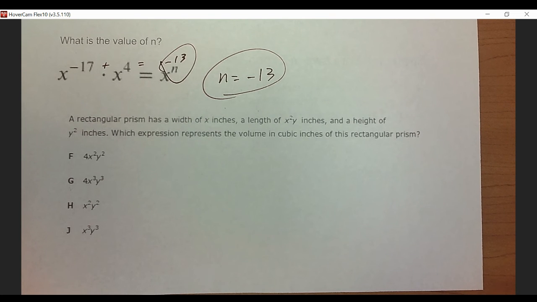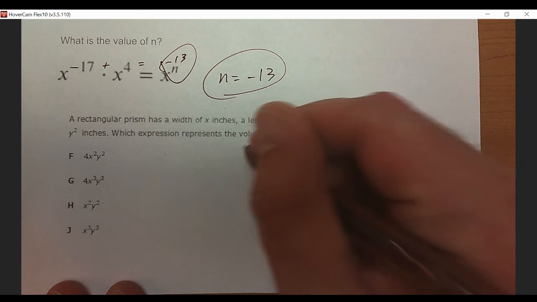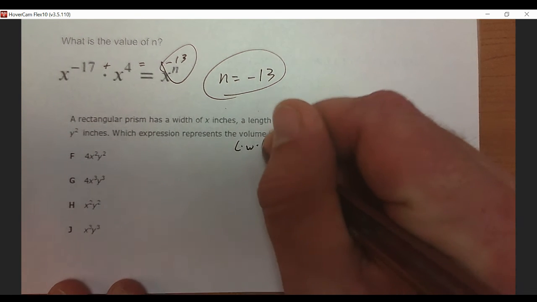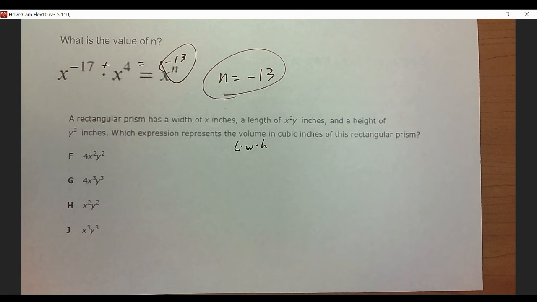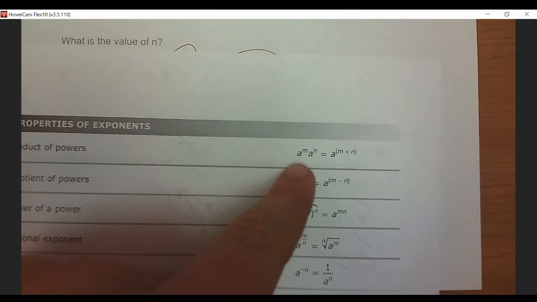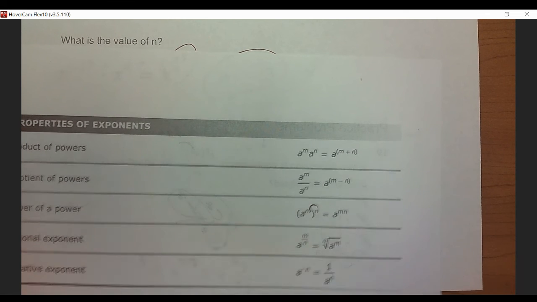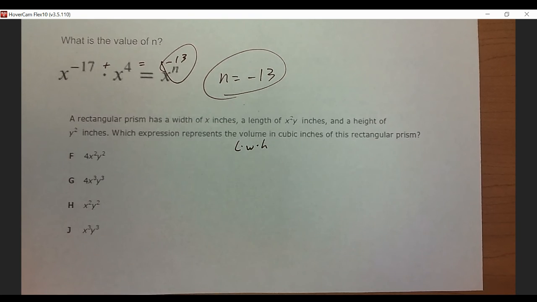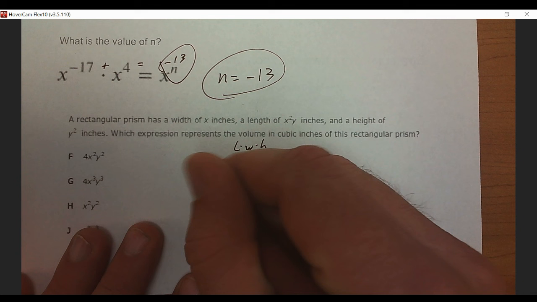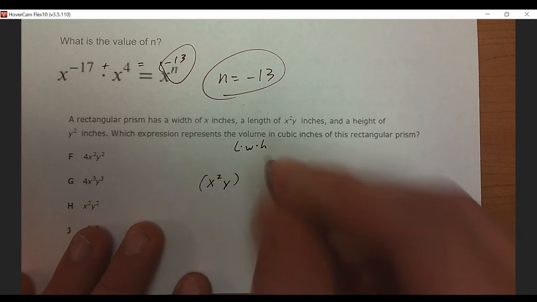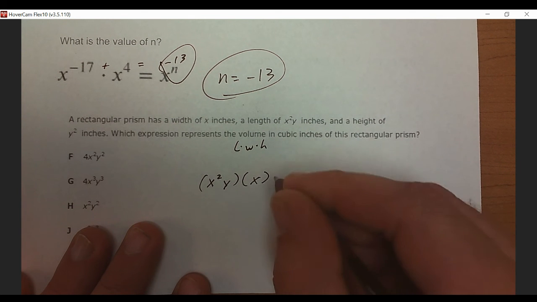Last one. A rectangular prism has a width of x inches, a length of x to the power of 2 y inches, and a height of y^2 inches. Which expression represents the volume in cubic inches of the prism? Volume is length times width times height. So we're multiplying. Boom. Hey, there's that rule again. Seems like it's pretty popular. Product of powers, a times a, we add the little numbers. So we're multiplying three things. Rule doesn't change. So our length, x^2 y, times our width, x, times our height, y^2.